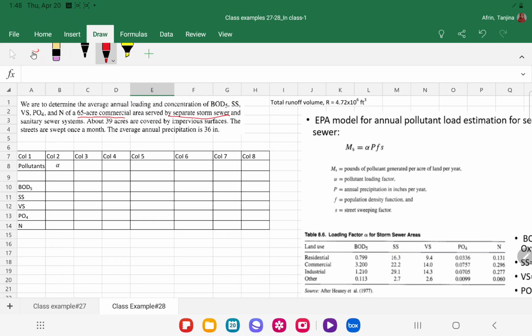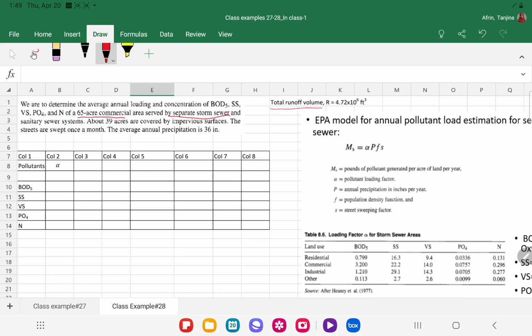Okay, so I was a little bit wrong in my class lecture. When I said the sweeping factor, I said that it would be because of the rainfall. Basically, for each urban street, they do a big cleanup once in a month or something like that. That's when they usually remove all the materials and everything. And the average annual precipitation is 36.